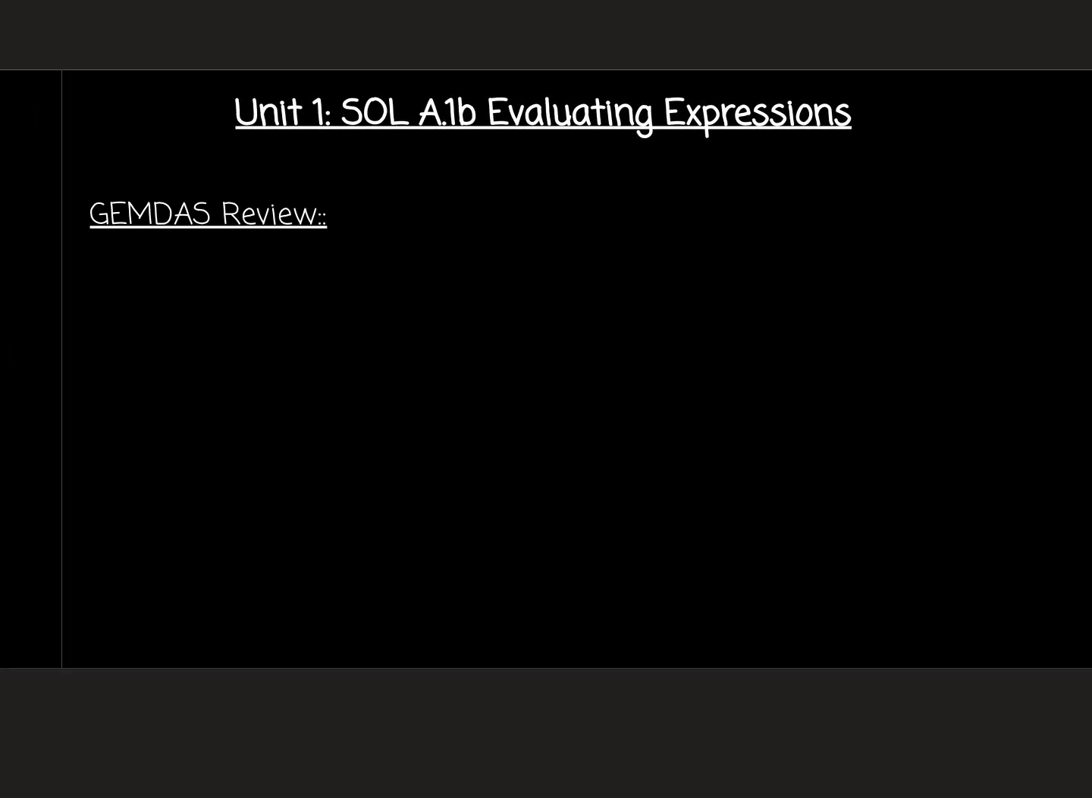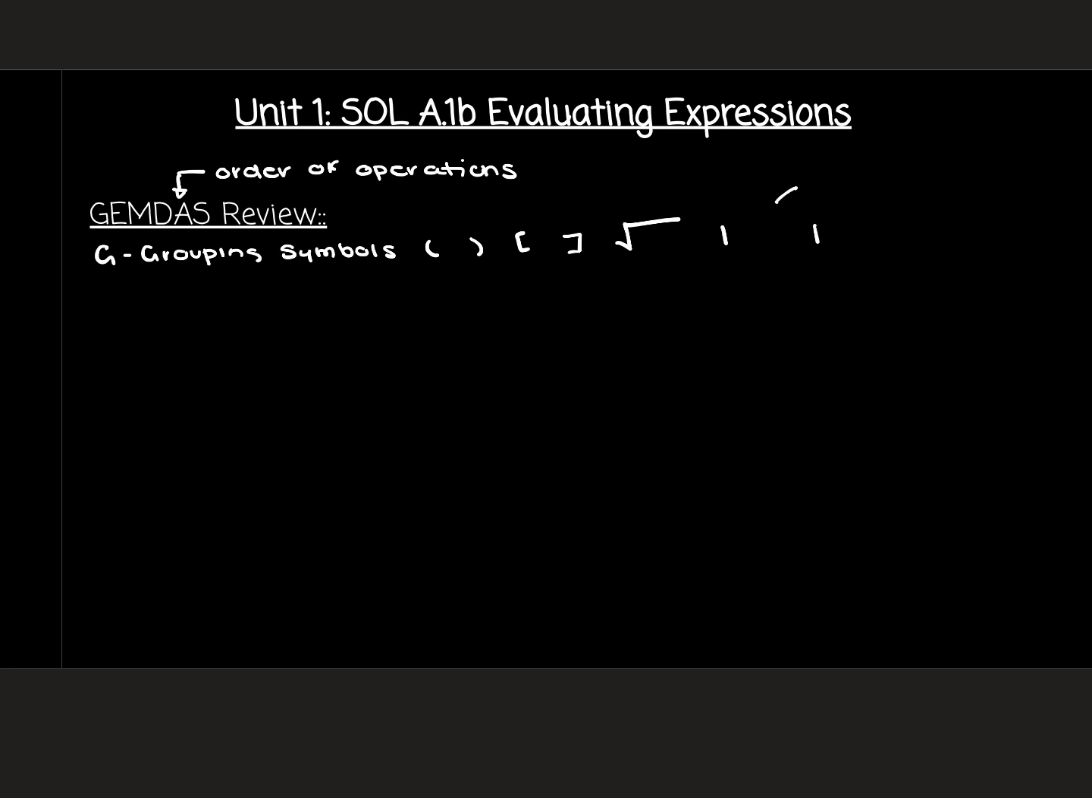All right, so just a little quick review of GEMDAS. So remember that GEMDAS is grouping symbols. So remember GEMDAS is our order of operations. So I'll put a little note there. All right, so our grouping symbols can include parentheses, brackets. We know that square root symbols are also considered a grouping symbol and absolute value symbols. So those represent absolute value.